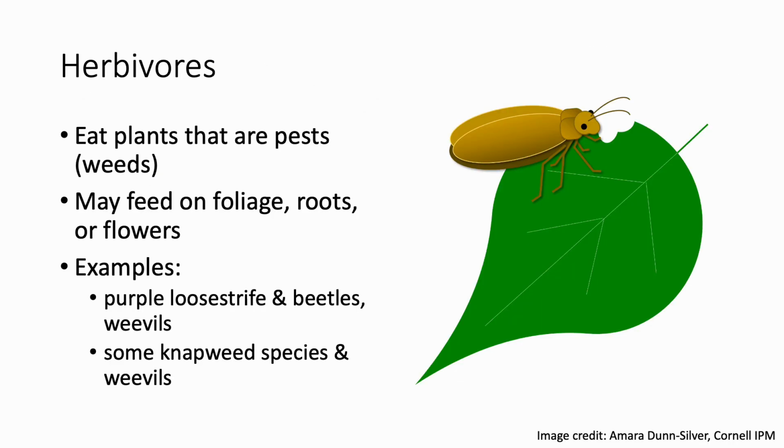The mode of action here is herbivore, where the biocontrol agent, in this case an insect, eats a weed. Depending on the species, the insect herbivore might feed on just one or several different parts of the plant. We already talked about the beetles and weevils that were released to control purple loosestrife. Some knapweed species can also be controlled with weevils. Many herbivore biocontrol agents are released as part of a classical biocontrol strategy.